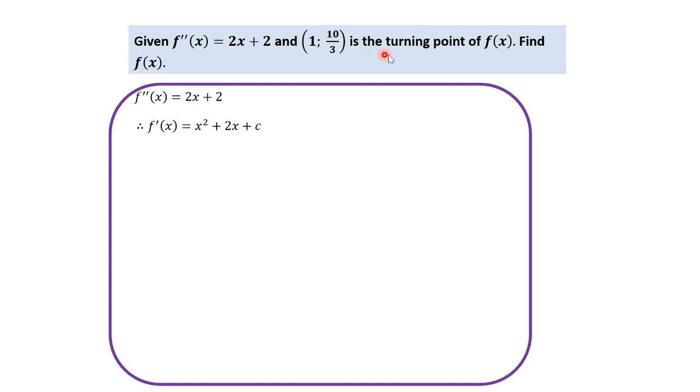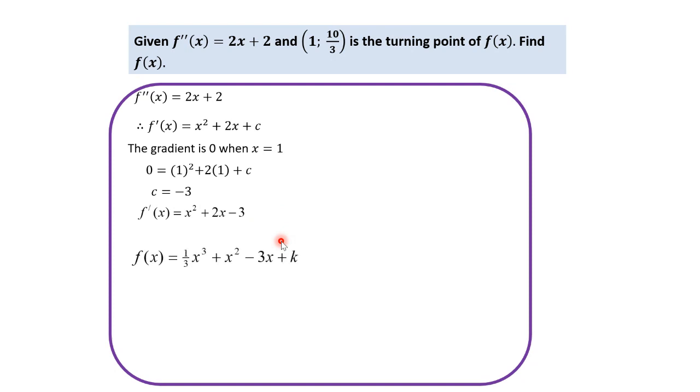So what happens at a turning point? My gradient is equal to 0 when x is 1. So what am I going to do? I'm going to replace f dash x with 0, and I'm going to put 1 in x's place, and I can get the value of c. So my first derivative is now looking like that. Then I'm going to integrate this expression to get my f of x.